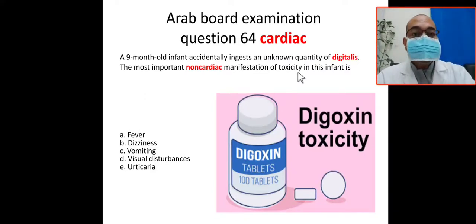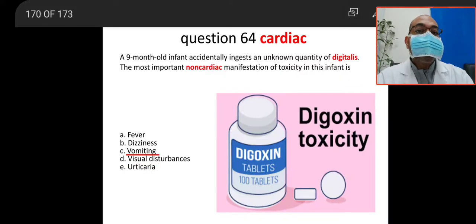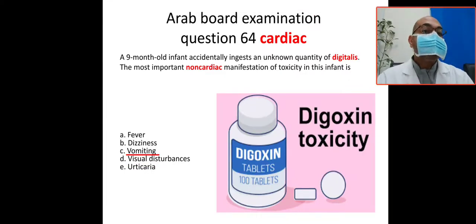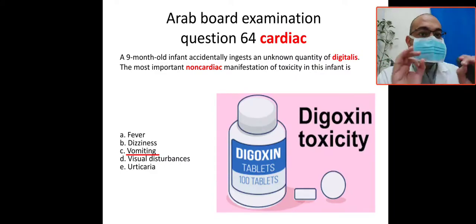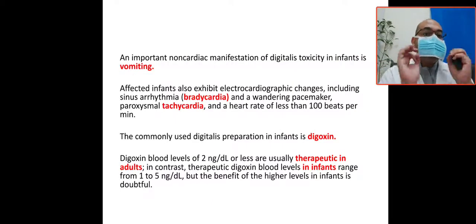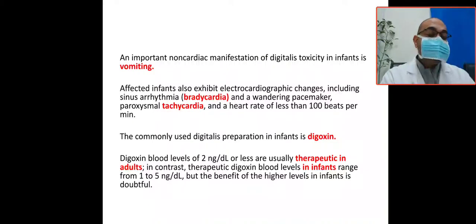So: fever, dizziness, vomiting, visual disturbance, urticaria. The non-cardiac manifestation will be vomiting. The non-cardiac manifestation of Digitalis toxicity is vomiting. The important non-cardiac manifestation of Digitalis toxicity in infancy is vomiting.